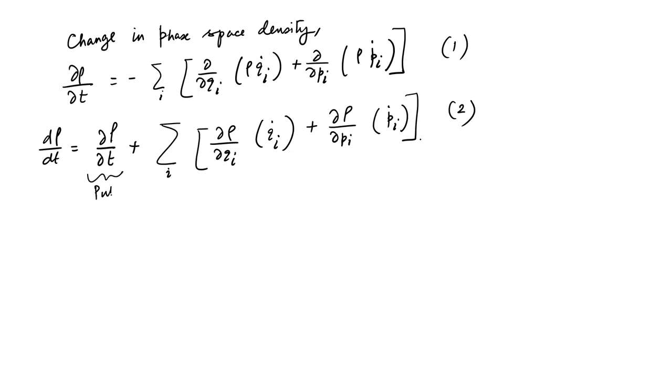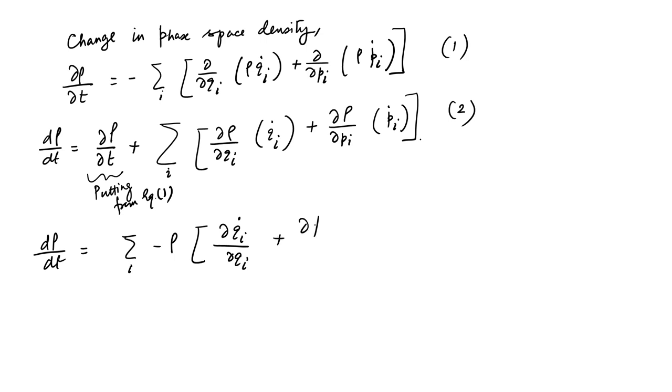Here you put in equation 1, the entire equation 1 there, and you see that there is a lot of cancellation that occurs, and dρ/dt indeed becomes equal to the sum over i of minus ρ times [∂q_i dot/∂q_i plus ∂p_i dot/∂p_i], and so on. Of course ρ is a function of q_i, p_i and t, which we are not writing, and q_i and q_i dot are both functions of t, similarly for p_i and p_i dot.